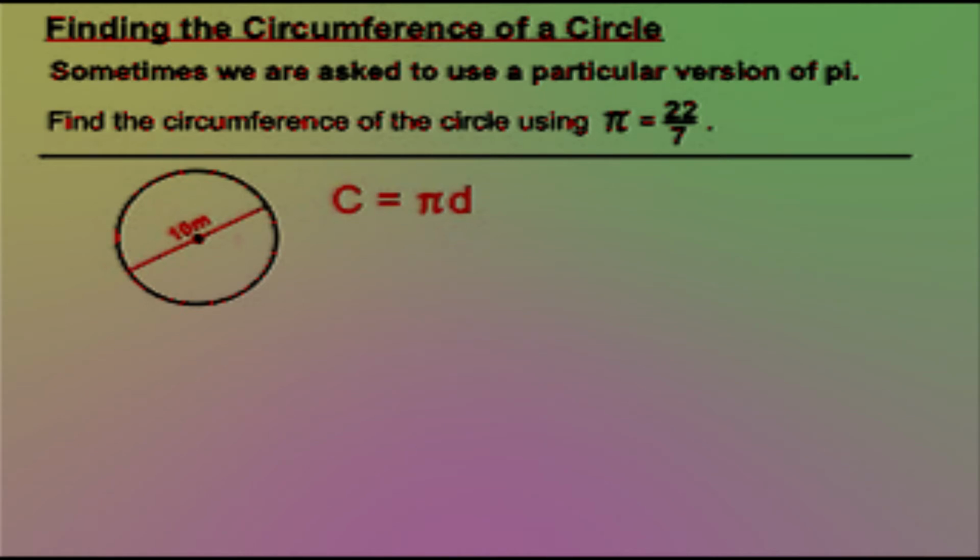So we have circumference equals pi times d, and we have a diameter from our question, you'll see, of 10 meters. So that'll go where the d is. Now for pi though, they've told us to use a particular version of 22 over 7.